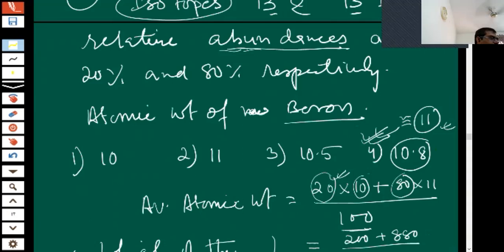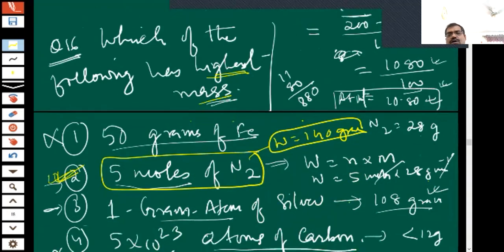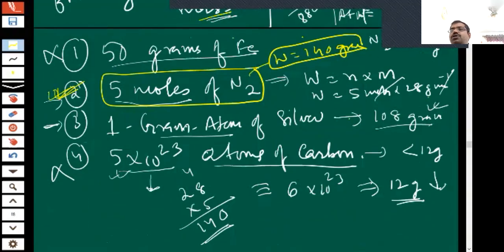140 gram. So in this way, children, we have to solve problems based on significant figures and on the flow chart of the mole concept. So I think time is over.